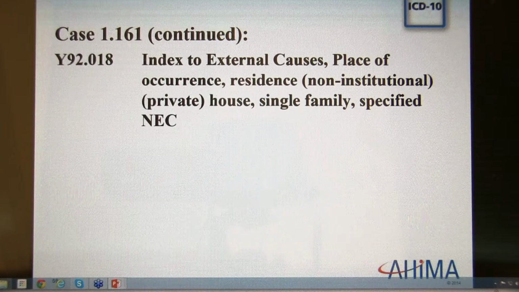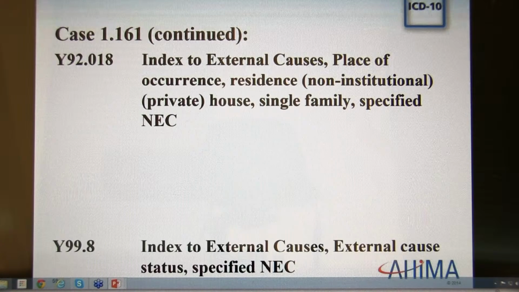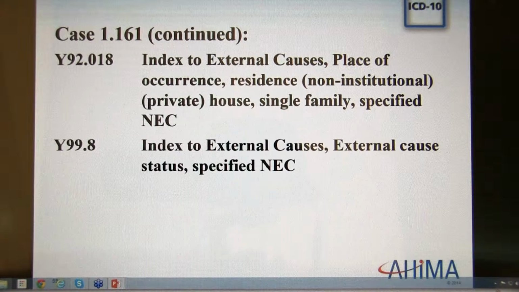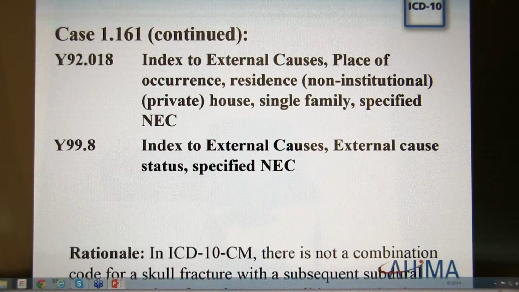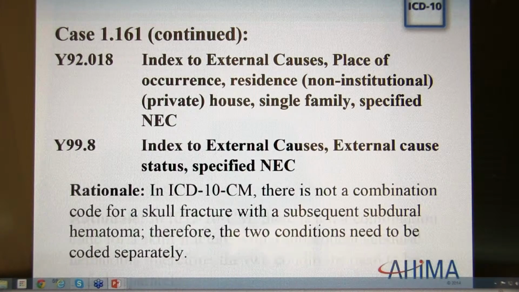We also have a code for where this happened. This happened at her single-family residence. And the last code is what that patient was doing. So Y99.8, other external cause status, so she was not working, not acting on behalf of the military. Again, once our payers start putting out more policies on which and when they want these codes, we'll have a little bit better idea if we really need to be coding this external cause status on every patient, or if it's really only for maybe government payers or patients on a workers' comp claim.